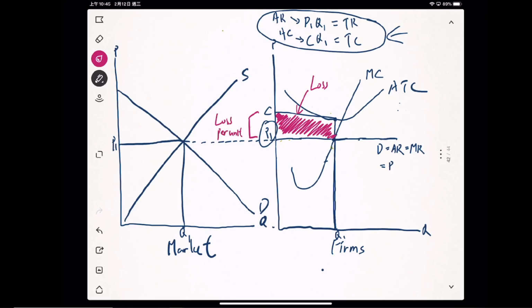And when you see a profit, then the distance between the price, which is the average revenue, and the average cost will be the profit per unit as well. Just like this. Any questions?